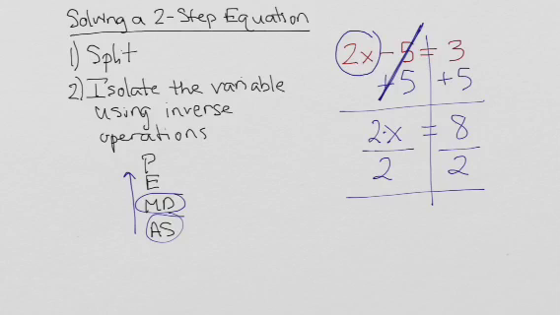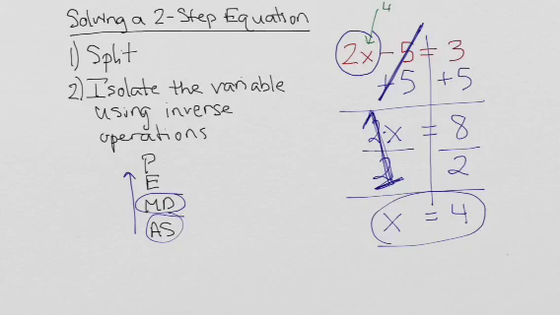All right, on the left, the reason we divided by 2 is because 2 divided by 2 makes 1. But when we write 1x, we don't have to write the 1. And on the right-hand side, 8 divided by 2, well, that makes 4. There's our answer.